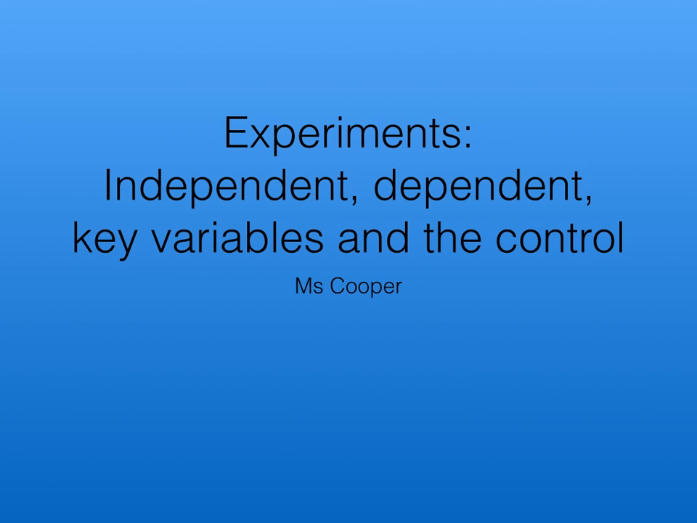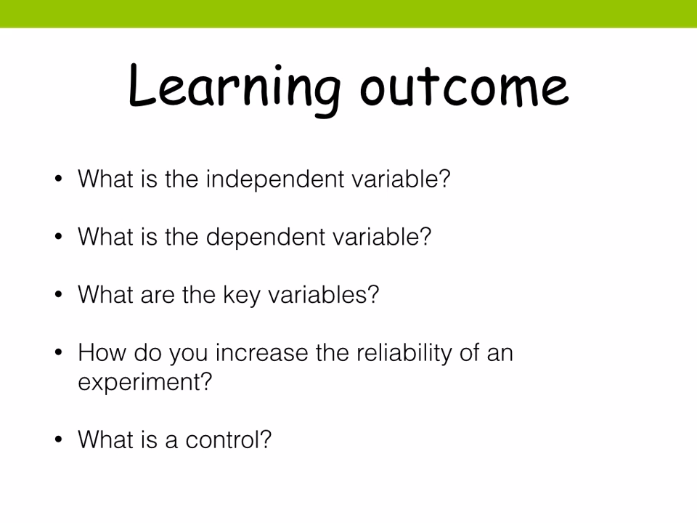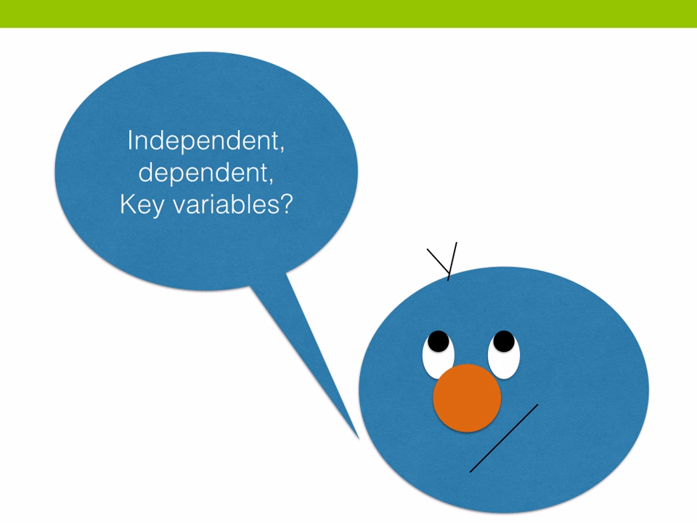So we're going to look at experiments, the independent, dependent, key variables, and the control. By the end of this topic, you should be able to know what is the independent variable, what is the dependent variable, what are the key variables, how do you increase the reliability of an experiment, and then what is a control. Now for IGCSE, you need to know the difference between the independent and dependent variables. So you've got other variables called key variables that you also need to know. So what are all of these?